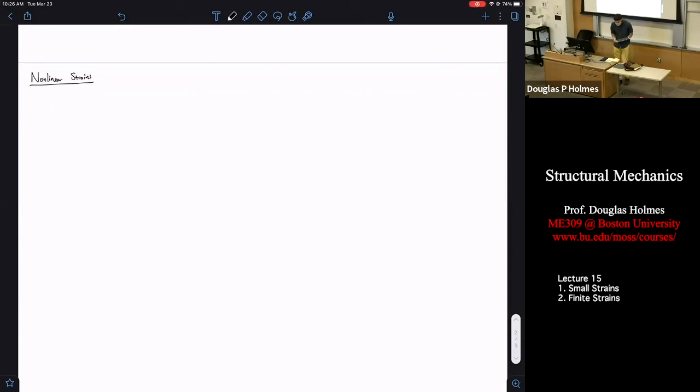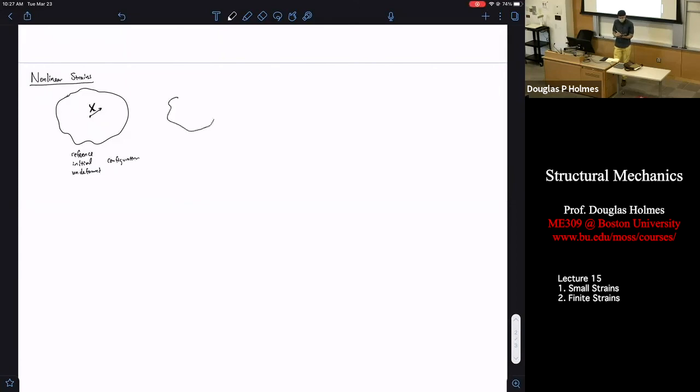What you typically think of is, okay, I have some reference or undeformed configuration, and these things can take on a bunch of different terms. My undeformed configuration might have a material point, which has some vector, and this is going to be capital X. This is my reference. You might see this a bunch of different ways: reference, initial, undeformed configuration.